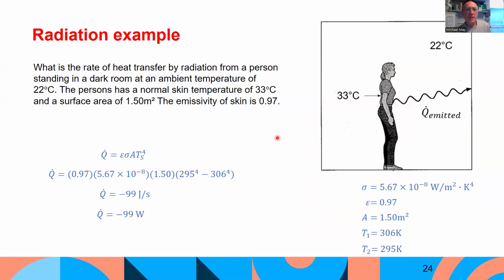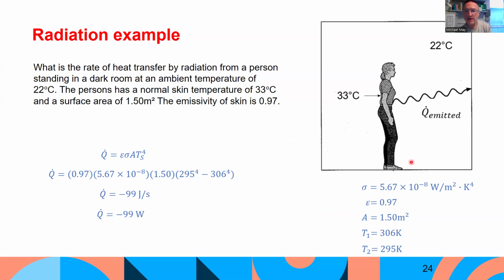So an example: what is the rate of heat transfer by radiation from a person standing in a dark room at an ambient temperature of 22 degrees? The person has a normal skin temperature of 33 degrees and a surface area of 1.5 meters squared. The emissivity of skin is 0.97. So if a person is standing in a room, their temperature is 33 degrees, the room temperature is 22 degrees. We know the surface area and their emissivity value.